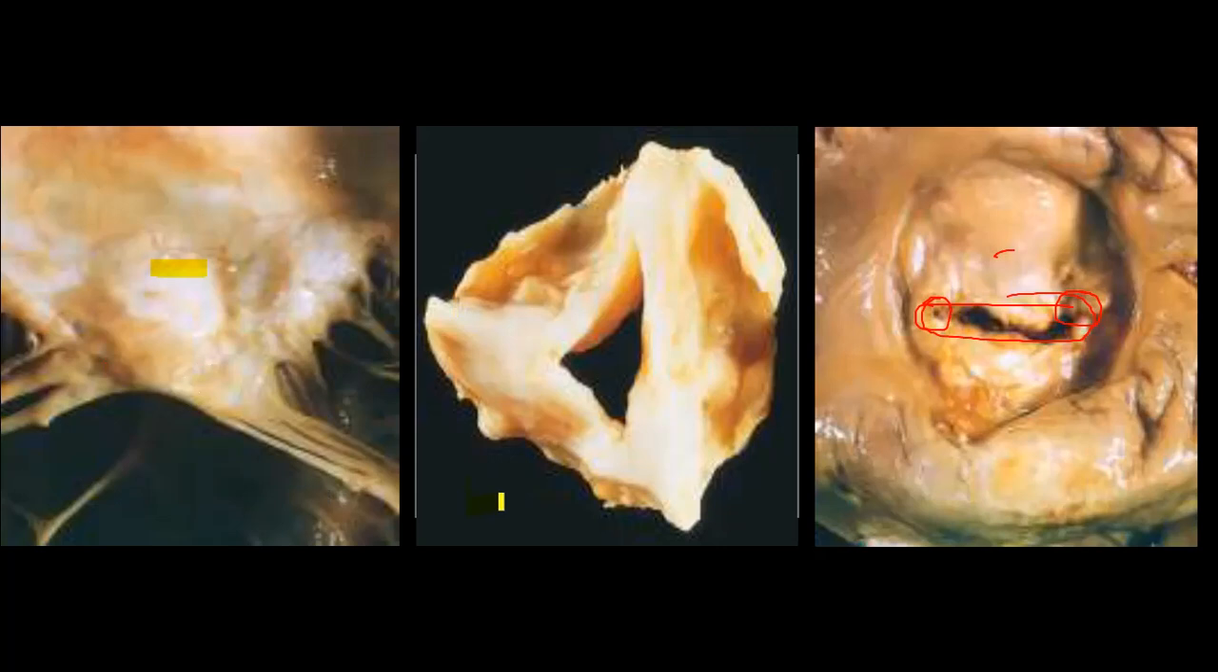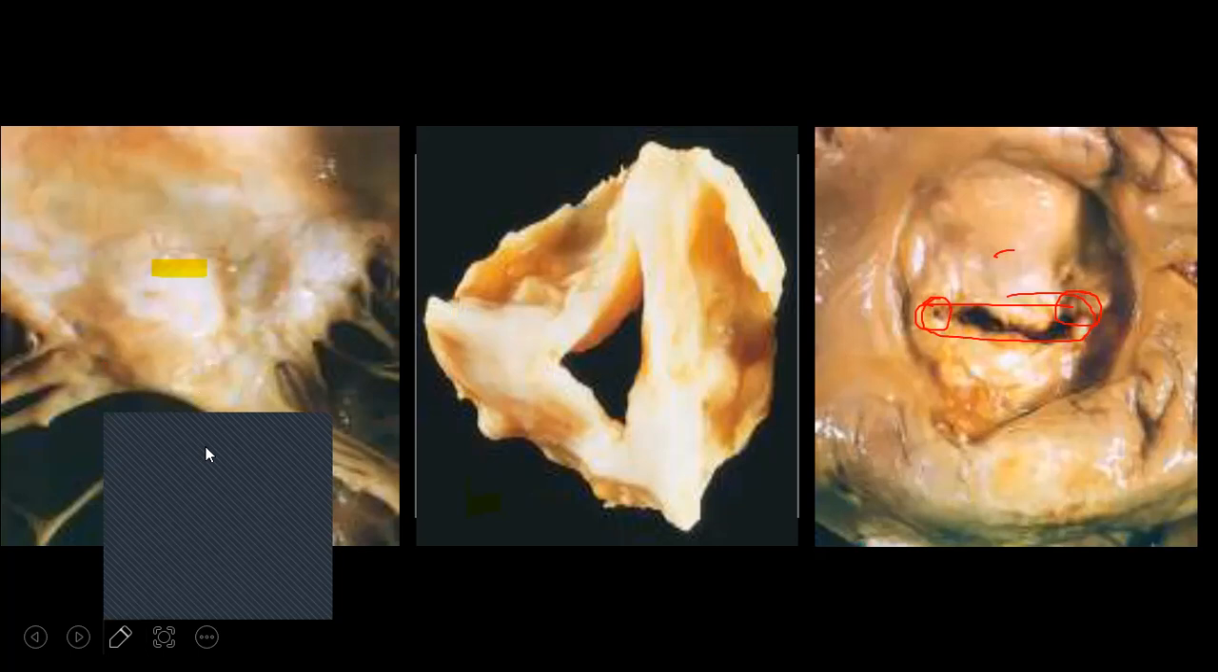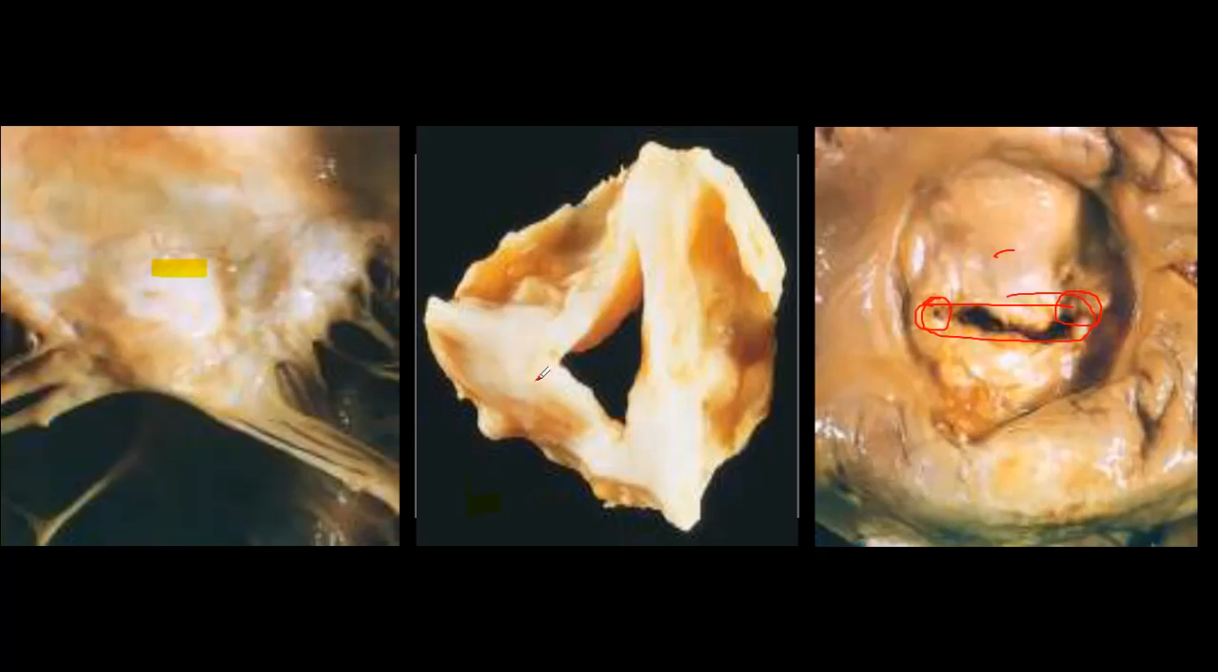Now this is a surgically removed specimen of rheumatic aortic stenosis, and you can see thickening and distortion of the cusps, these leaflets, and you can see fusion. Remember the aortic valve has 3 leaflets, and you can see the commissural fusion, and how thickened they are.